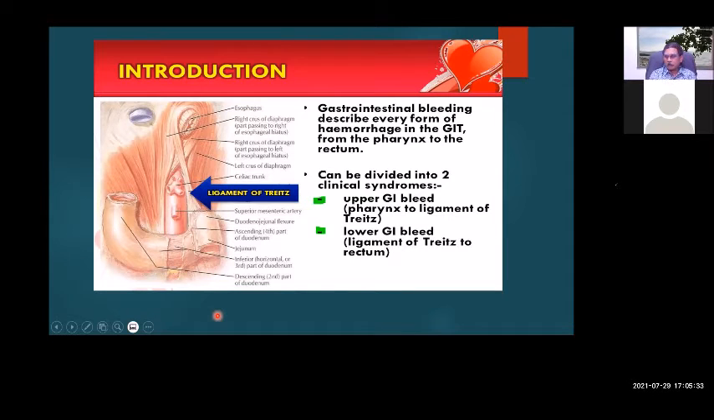region, which consists of the small intestine, large intestine, rectum, and the anorectal region.